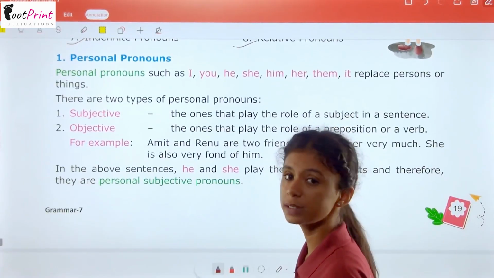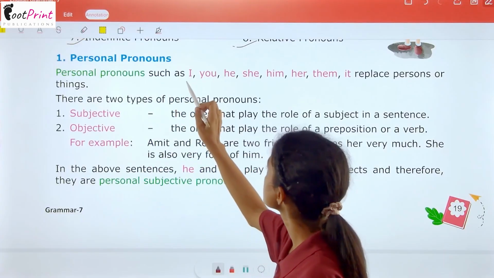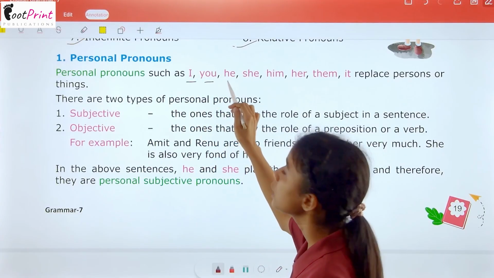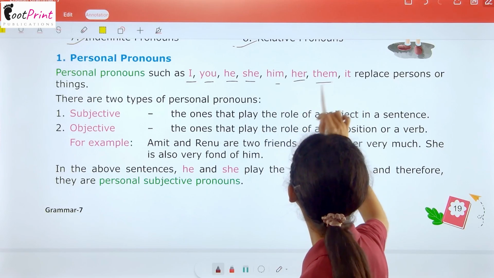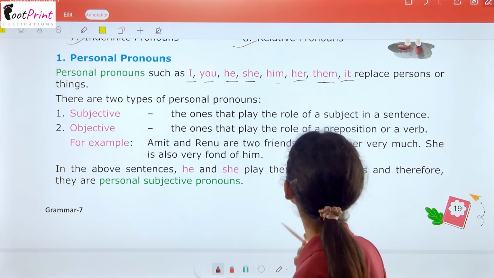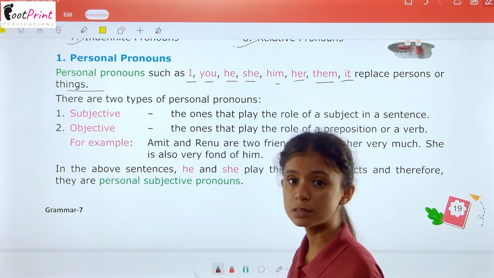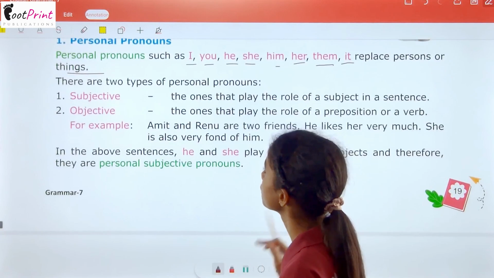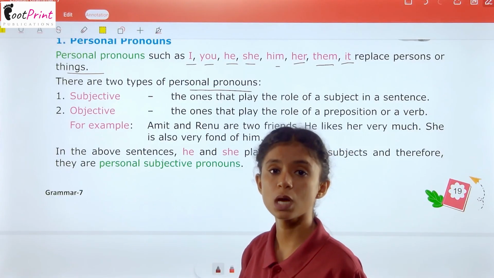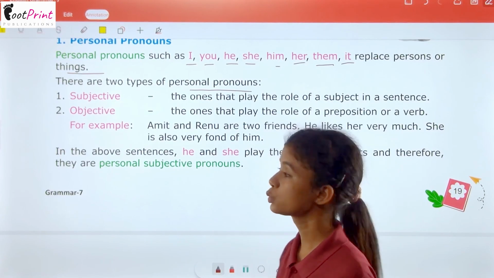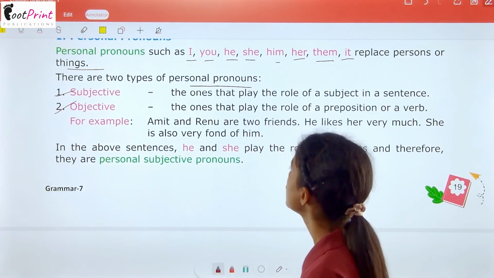Let's read about the first one, that is personal pronouns. Personal pronouns such as I, you, he, she, him, her, them, it replace persons or things. So these pronouns replace persons or things in a sentence. Personal pronouns are also of 2 types. First is subjective and second is objective.